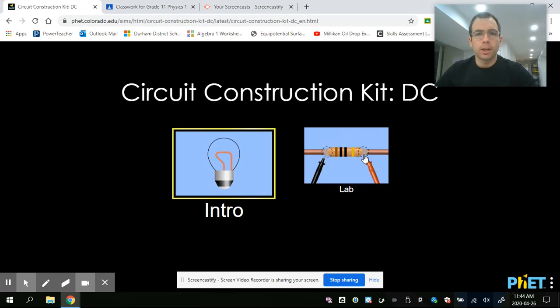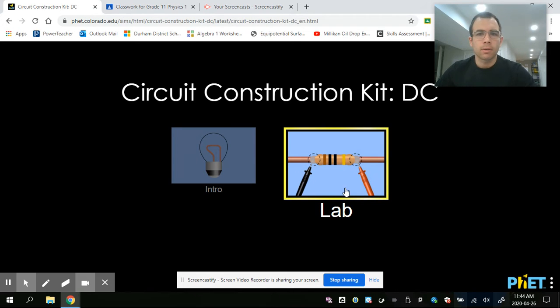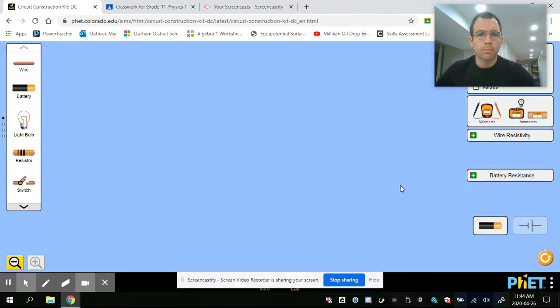So you're going to go into here, you're going to click Lab, and this should load. It might load slowly the first time, but after you've opened it once, it should be kind of loaded in the background. Alright, so we're going to make a quick circuit here.